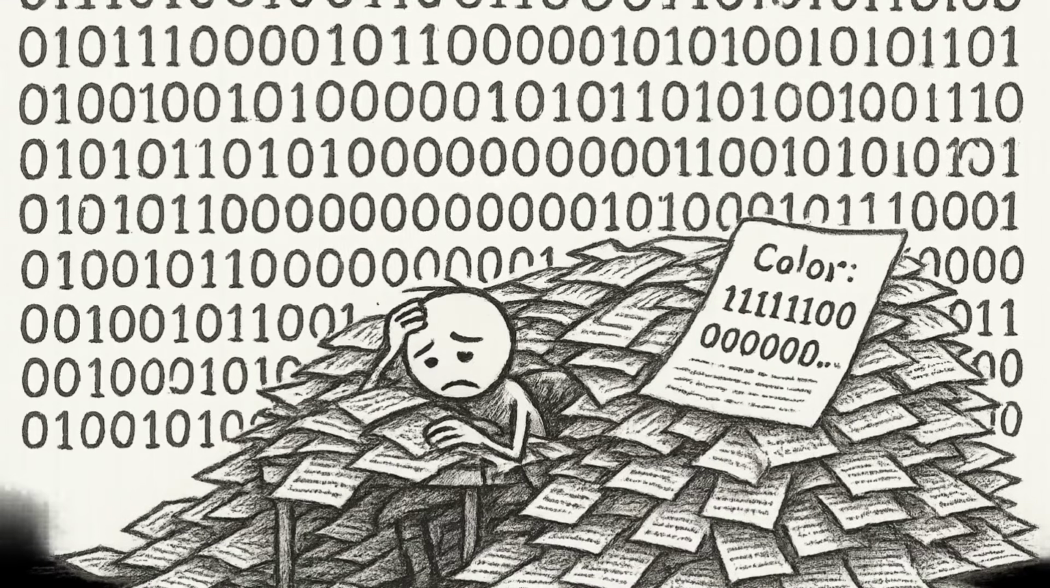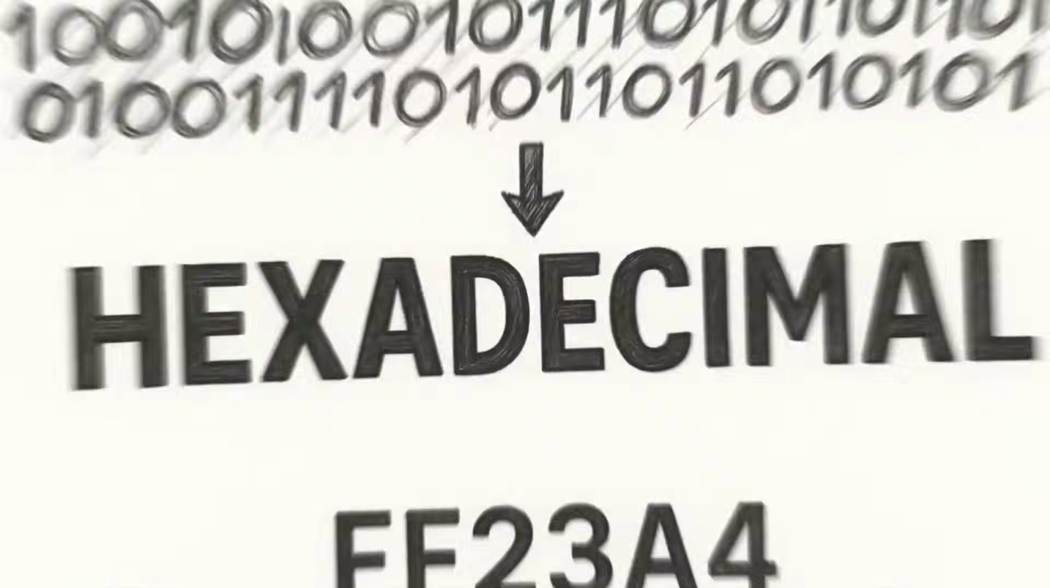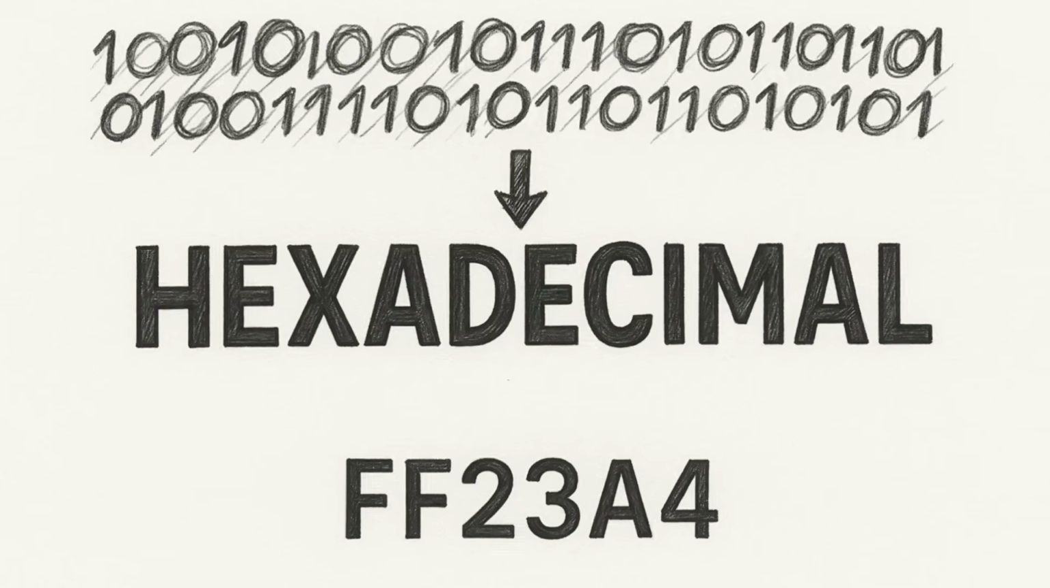That's fine for a machine, but imagine if every time you wanted to describe a color, an error code, or even a piece of memory, you had to write out 32 or 64 ones and zeros. You'd lose your mind. That's where hexadecimal comes in.